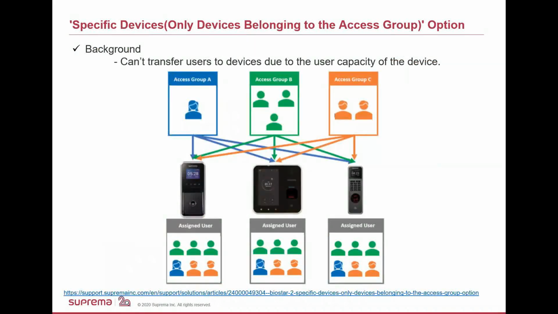From BioStar 2.7.11, we also improved the user synchronization mode. The option for specific devices, only devices belonging to the access group, is supported from BioStar 2.7.11. In the former BioStar 2 server, you had to transfer users to all devices if you needed to sync user information between the server and devices automatically. But in this case, you could not transfer users to devices if one of your devices was full of its user capacity.